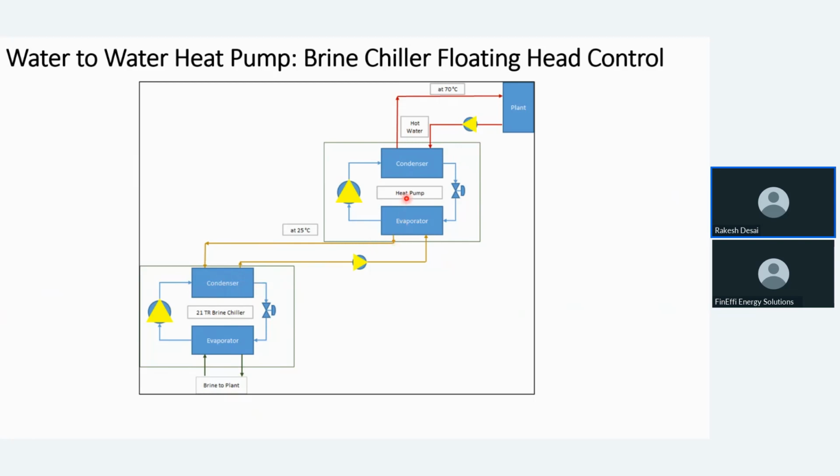And on the condenser side of the heat pump, hot water at 70 degrees centigrade is generated, which is used in the plant for meeting the hot water requirement. So here, whatever energy otherwise was dumped into the cooling tower was first used for generation of hot water, and secondly, the improvement in the brine chiller performance was also achieved by providing a constant temperature at the condenser inlet.